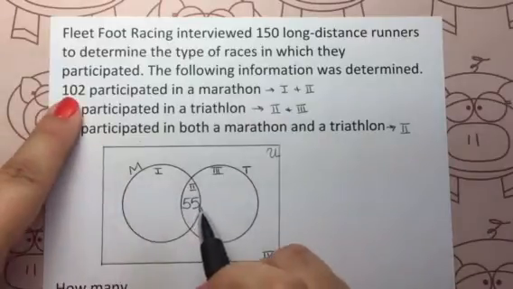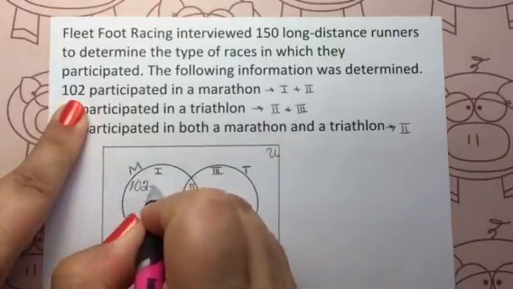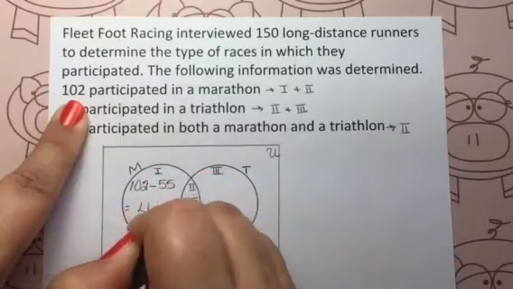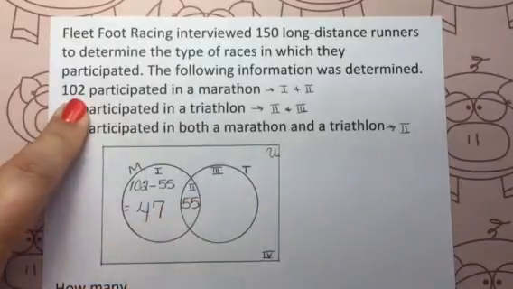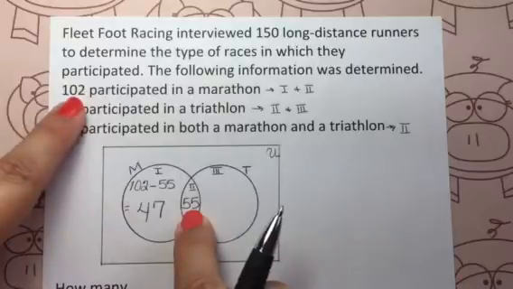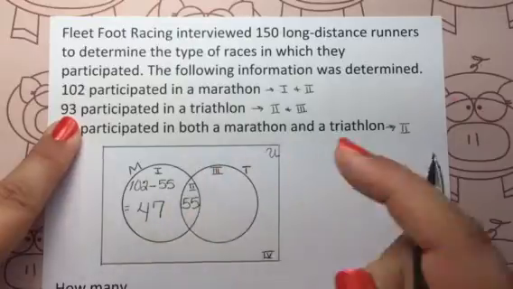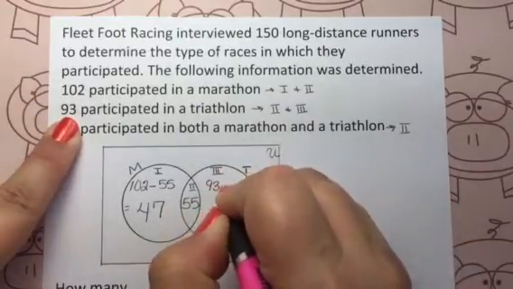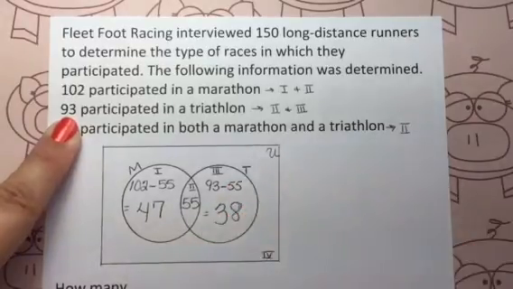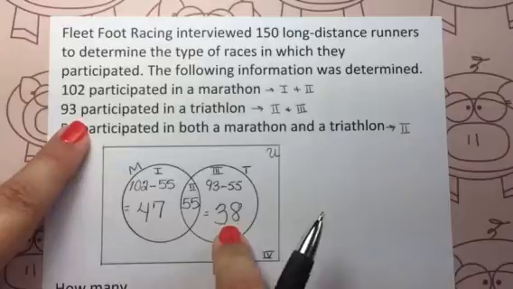Once I know that 55 is in here, I can figure out how many is in here. Because I know that the total marathon should be 102 minus the 55 that I've already used over here, which leaves me with 47 for region 1. And 47 plus 55 is 102. Now for triathlon, it's a total of 93. 93 minus the 55 that I've already counted is 38. And 55 plus 38 is 93.